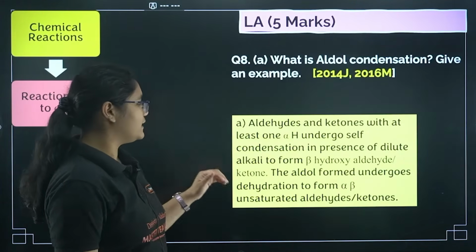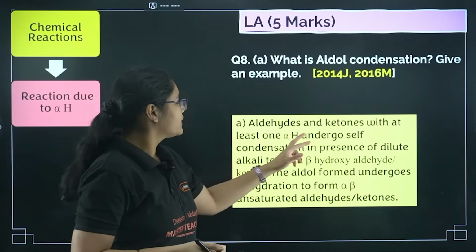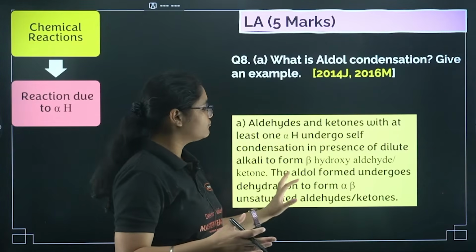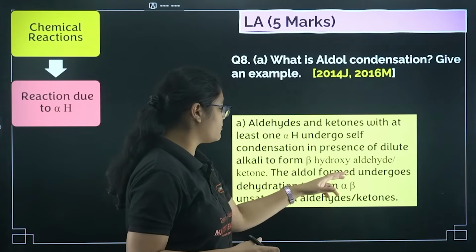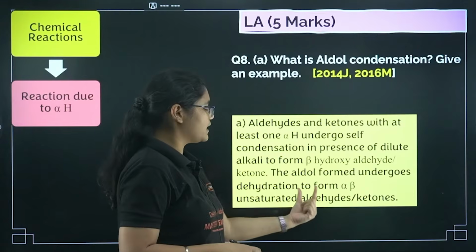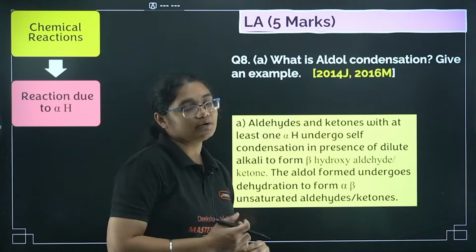Next question: what is aldol condensation, and give an example. First of all, aldehydes and ketones, when you have an alpha hydrogen, can undergo self-condensation in the presence of dilute alkali to form beta-hydroxy aldehydes or ketones. And this aldol formed undergoes elimination reaction or dehydration to form alpha-beta unsaturated aldehydes or ketones. This reaction is called aldol condensation.